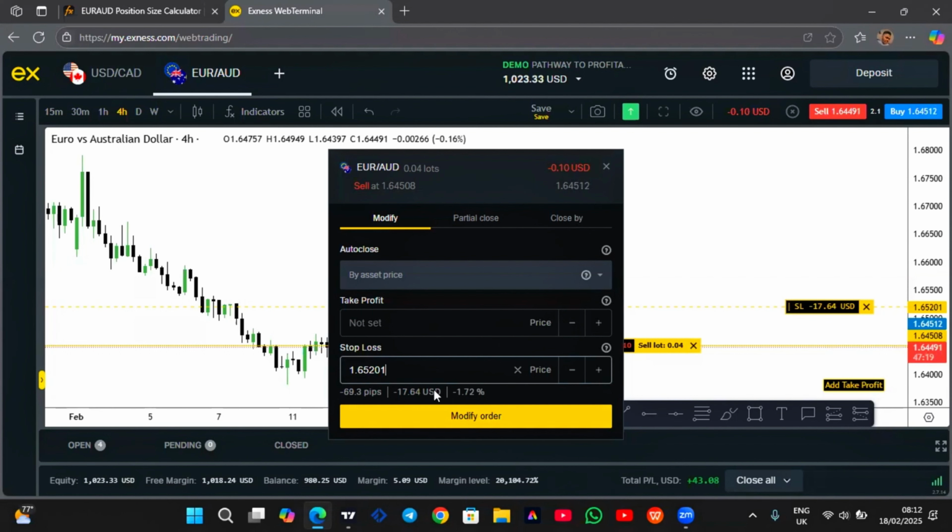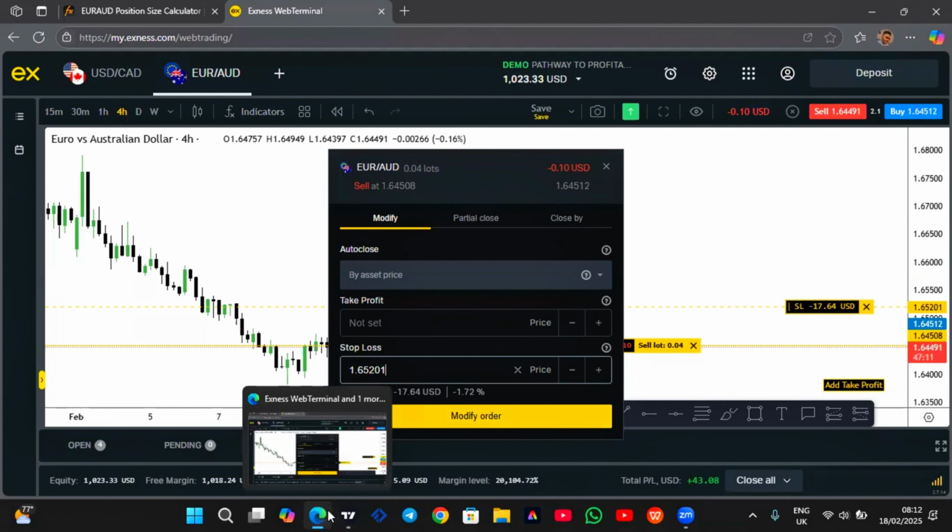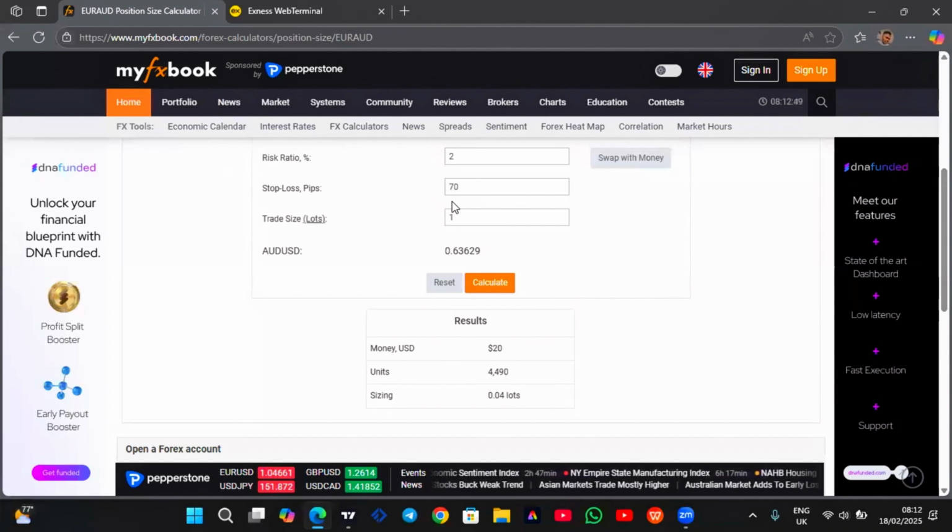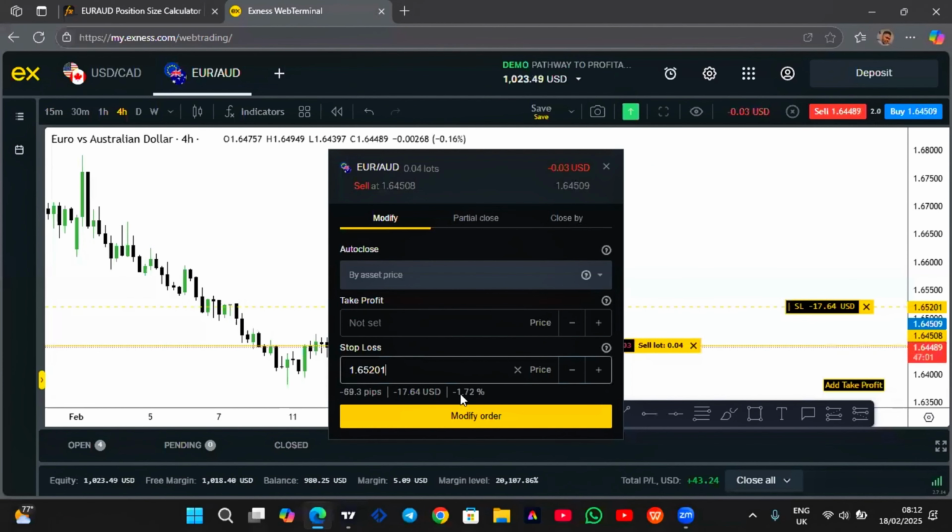Interesting. But I'm planning to lose just 20 USD. Why are they giving me 17 USD? Is it that this is my position size calculator? It was not correct. Where is it? I want to risk 20 USD. Why are they telling me I will lose 17 USD? Let's increase it to 20 USD. Okay, let's leave it at 19 points. Yeah, 19.16 USD is fine. That's 1.87% of my account rather than 2%.